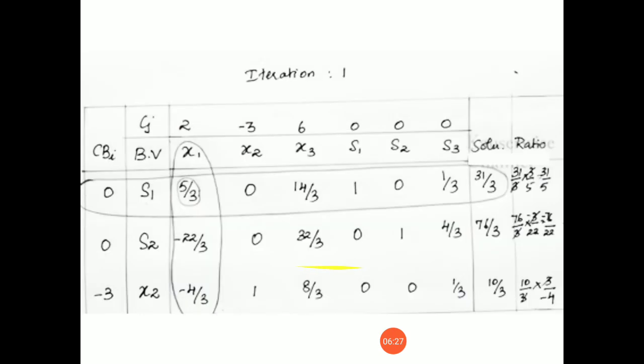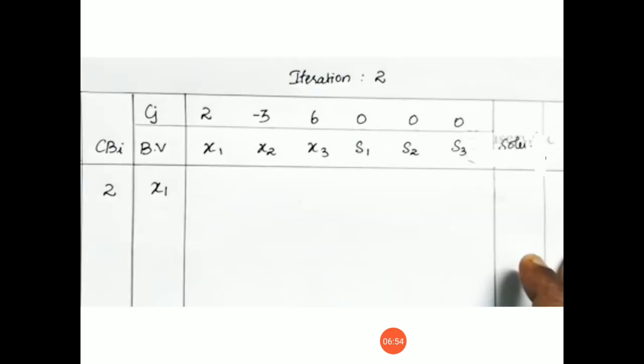As I've already told you, from iteration table 1 we found s1 to be the leaving variable and x1 to be the entering variable. So in place of s1, we're going to write x1, and corresponding to x1 in the CBI column, we're going to write 2, because 2 is the coefficient of the x1 variable in the objective function. So we have written the same thing, x1 and its coefficient 2.